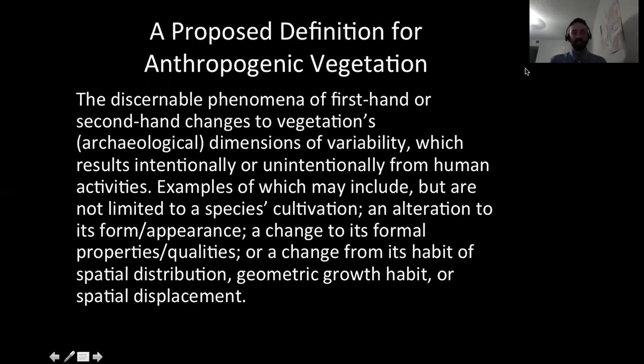from human activities. Examples of which may include, but are not limited to, a species' cultivation, an alteration to its form or appearance, a change to its formal properties and qualities, or change from its habit of spatial distribution, geometric growth habit, or spatial displacement. In other words, out of place vegetation. So these all are ways I've tried to pin down what we mean by anomalous vegetation.